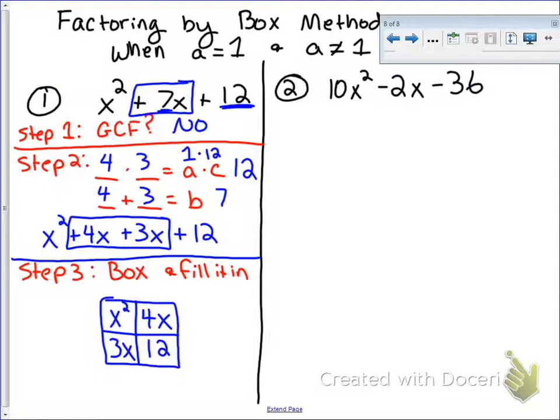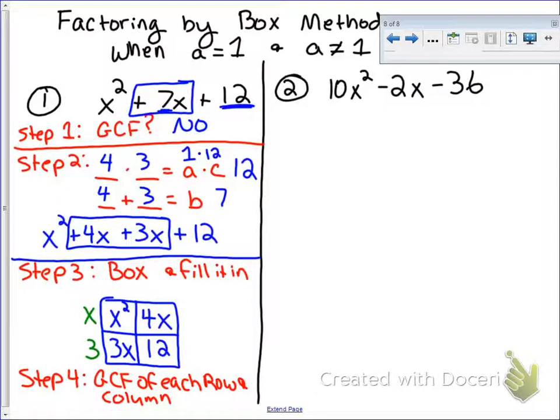Now I take out the greatest common factor. So this is step 4. Take out the greatest common factor of each row and column. So I'm going to be taking out an x for my top row. I'm going to be taking out a 3 for my bottom row. For my first column, I'm going to be taking out an x. For my second column, I'm going to be taking out, wait, that's not right. Why is it not 3? So we know it's not 3. I apologize for erasing that. What are we going to take out? We're going to take out a 4, because 4 can go out of both ones. Your two factors are x plus 4 times x plus 3.